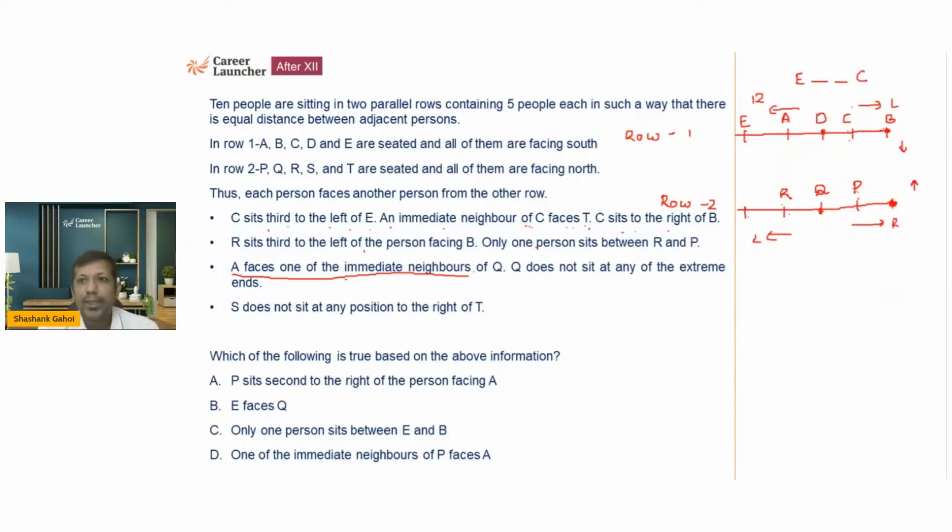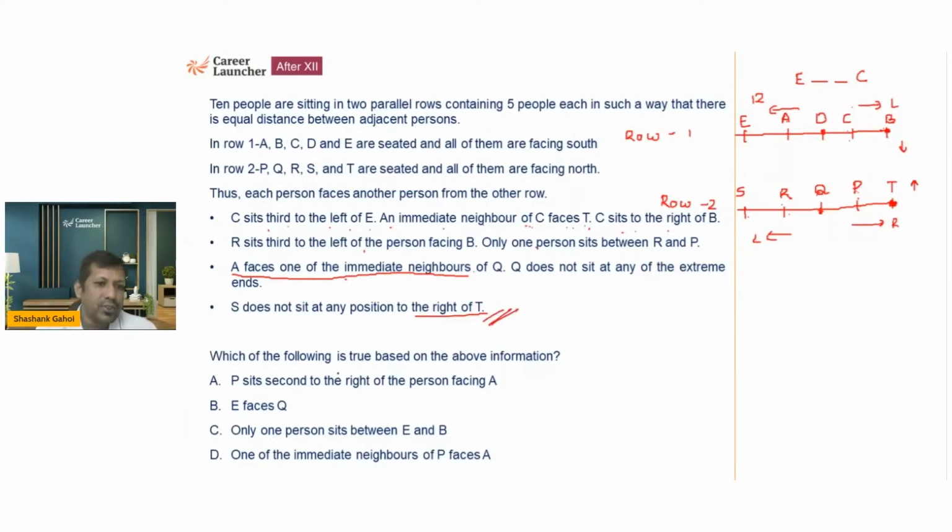Okay. Now immediate neighbor of C faces T. So basically B is here. So T can be here only. Okay. And S does not sit at any position to the right of T. So it means S has to be here, S is sitting on the left. Okay. So anyhow, this statement was useless to me. I still got the arrangement without this statement only.